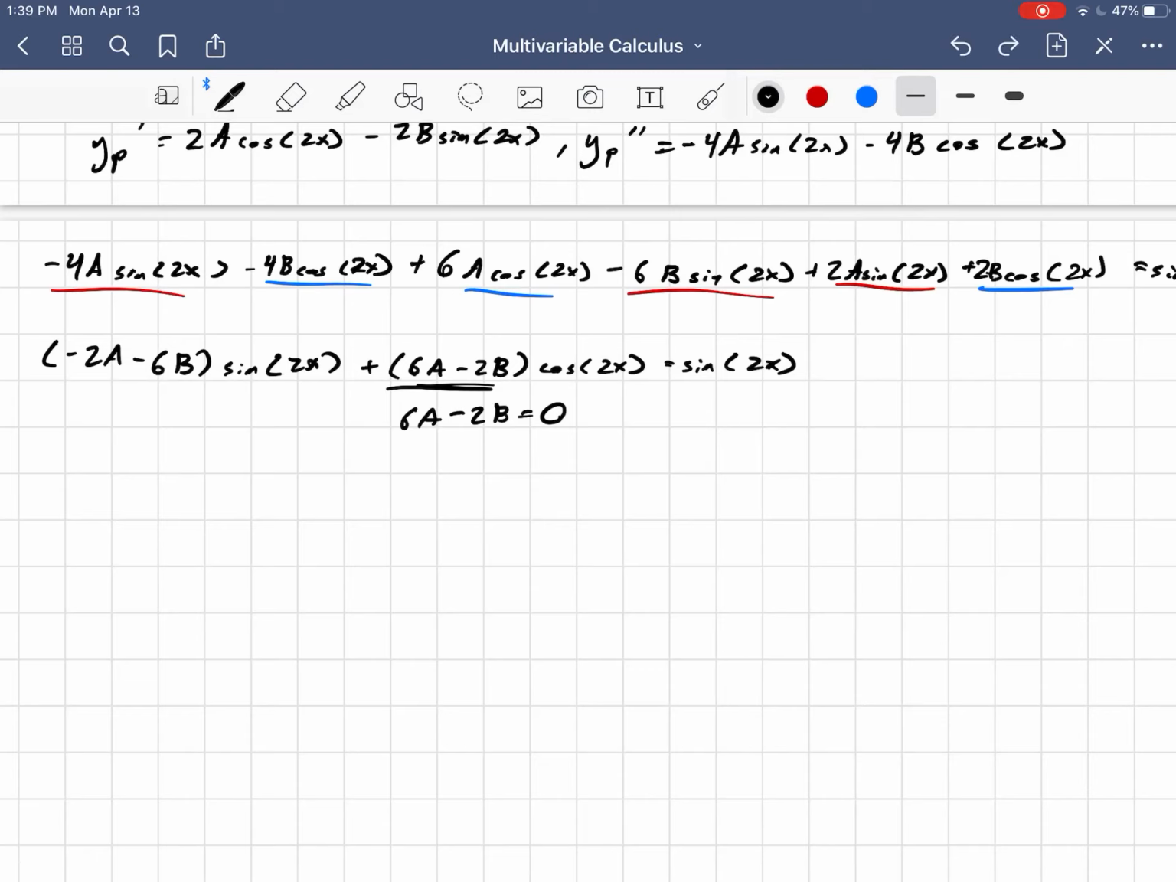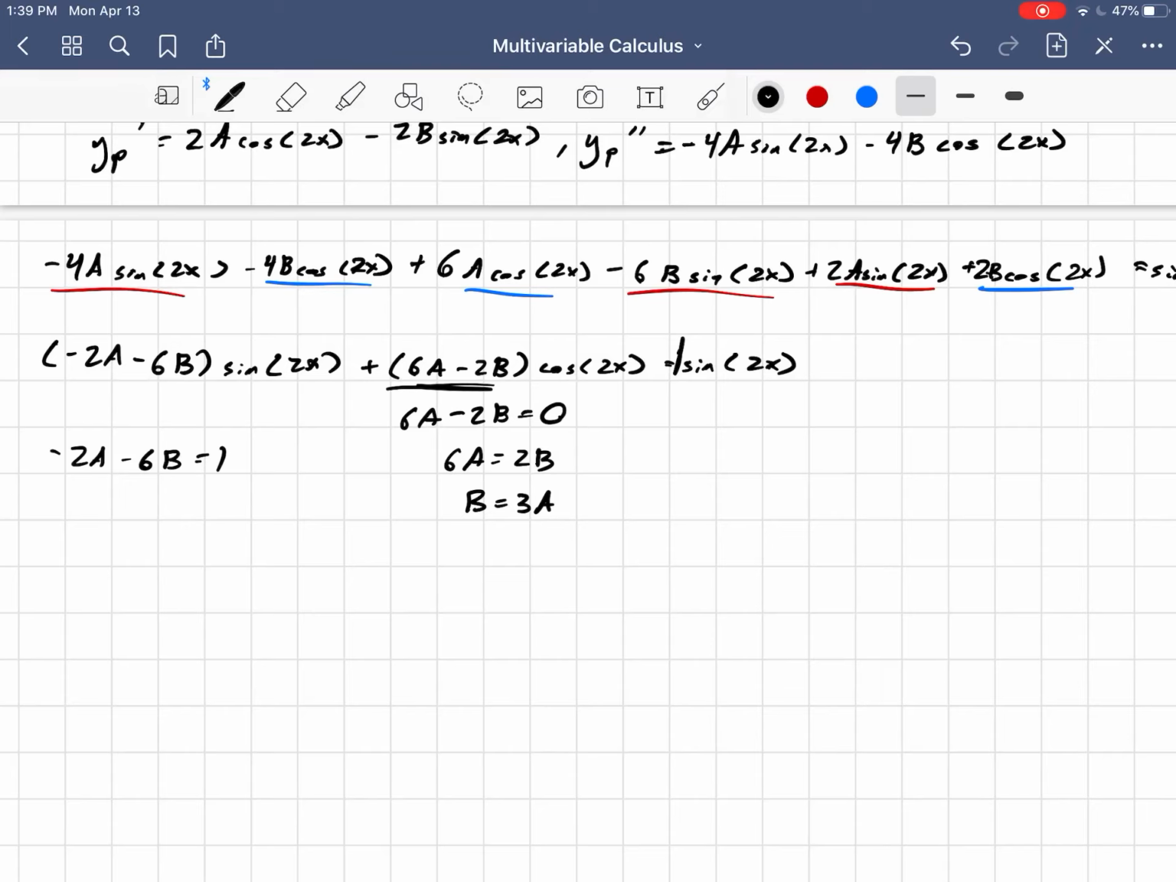And so that tells me that this part, this 6a minus 2b, needs to be equal to 0 since there is no cosine over here. And so in other words, 6a is equal to 2b, or b is equal to 3a.